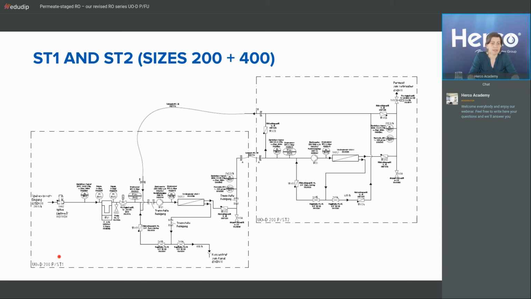You see we come in, we have the pre-filter, we go to the high pressure pump, and we have the membrane. Concentrate goes out at the bottom and is discharged. Permeate goes on to the second stage. You see here we have the connection AA. There you connect with the hose. Then we come into the second stage.